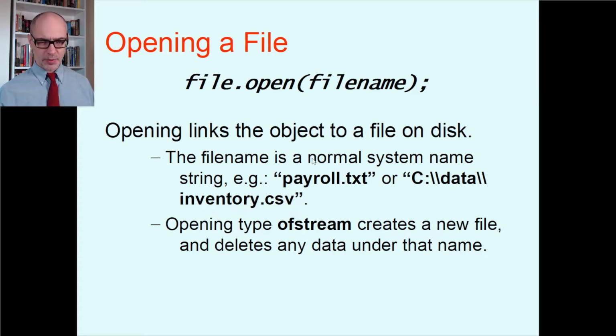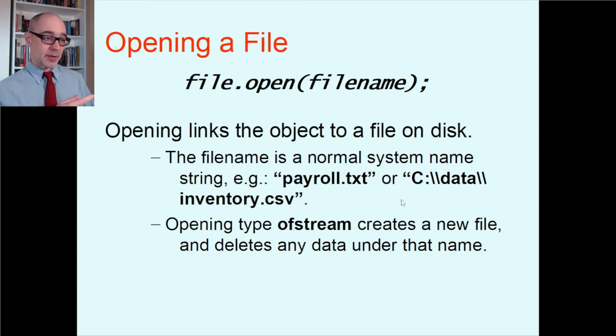So the file name is a normal system name. It could be payroll.txt. It could be mydata.txt. It could be a CSV file. It could be budget.dat, which is an extension that we use a lot for that kind of thing. But again, we're just thinking about text format files here in this introduction.